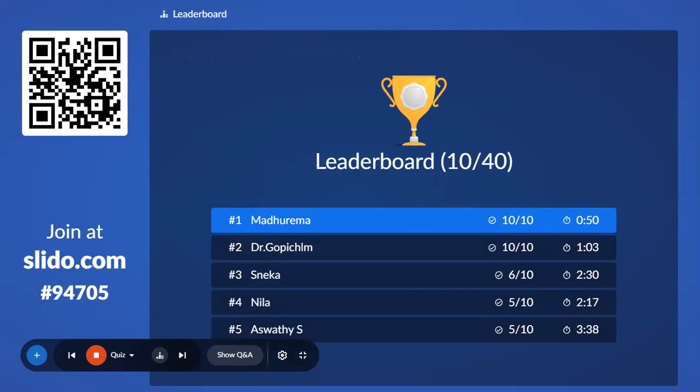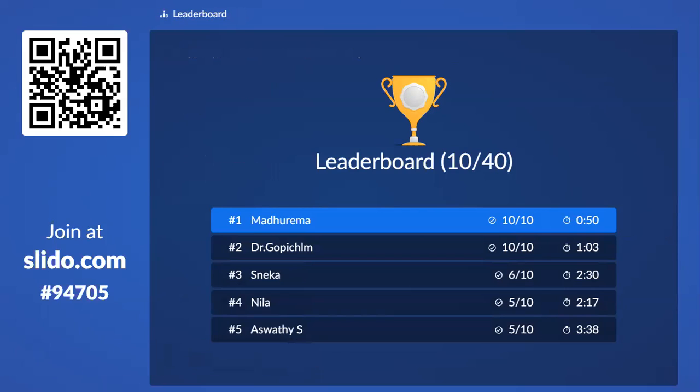Good going again, Madhurema and Gopi. 10 on 10. Sneha 6 on 10, Nila 5 on 10, and Ashwati Santosh with 5 on 10. Good going, guys. Good going. We have how many members playing the quiz? Proud to have students.